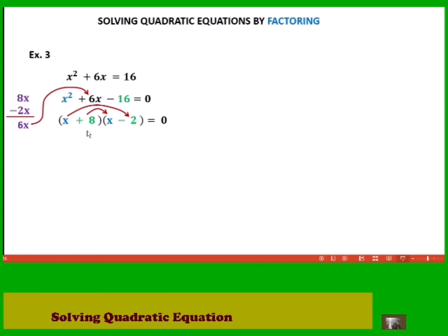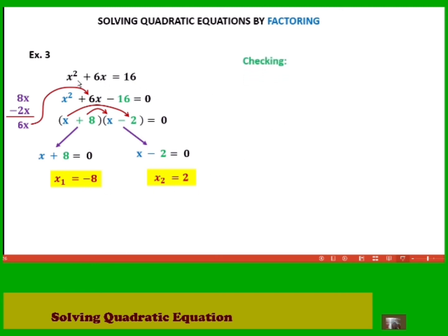After that, equate its factors equal to 0. So x plus 8 equals 0, and the other factor x minus 2 equals 0. In this equation, solve for x, transfer positive 8 to the right becomes negative 8. On the other equation, transfer negative 2 to the right becomes positive. So the two values of x are negative 8 and positive 2.